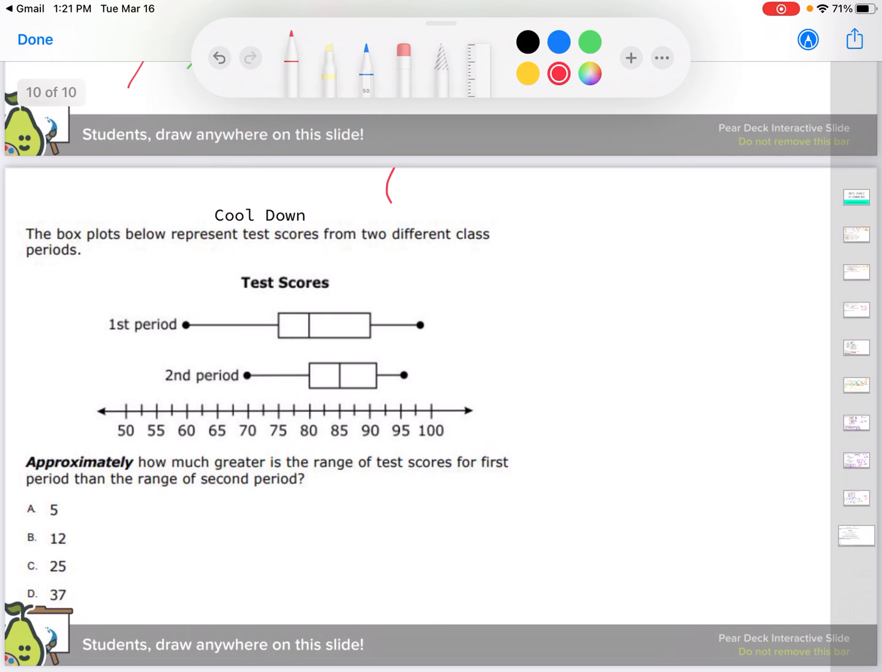So I'm giving you 2 box and whisker plots. I want to know how much greater is the range of the test scores for first period than second period. So remember, range, you're subtracting your minimum from your maximum. So I want to know what's the difference between the two. So you need to find the range of the first period, find the range of the second period, and then subtract them.